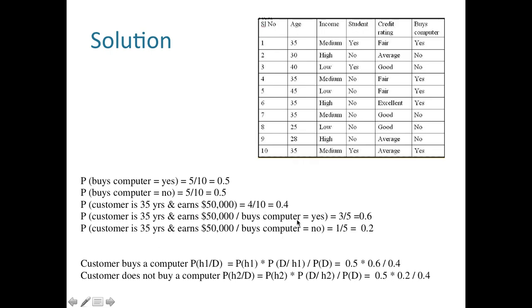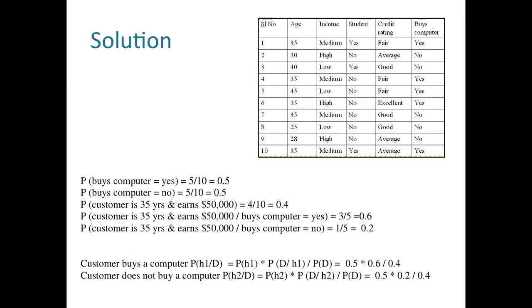And so what's the probability that the customer, given that he buys a computer, earns this much and has that age? So we look for the yeses. The individual here bought a computer, yes. It's medium and 35. Bought a computer, it's medium and 35. No. And bought a computer, medium and 35. So 3 times out of the 5 times that an individual buys a computer, the individual who is 35 years old and earns a medium salary buys a computer.